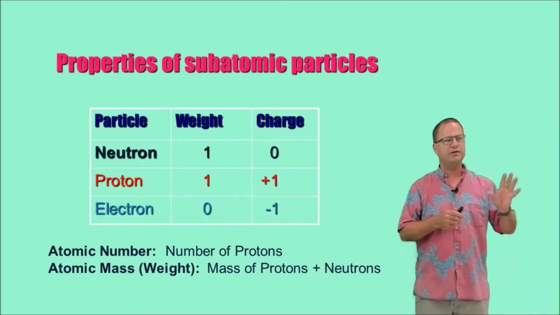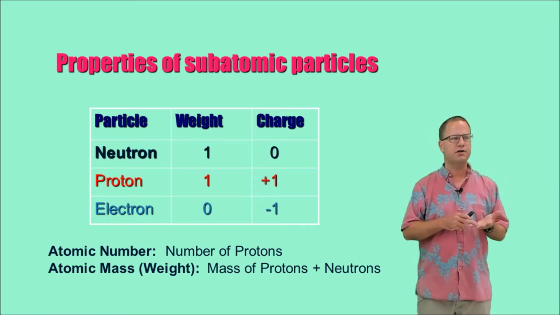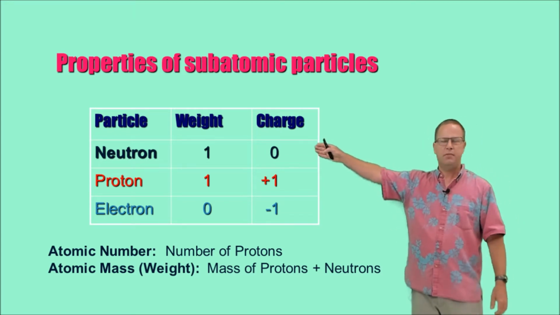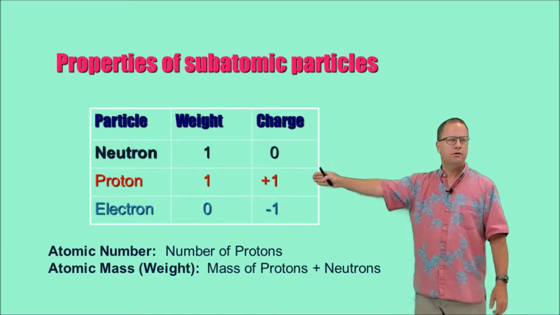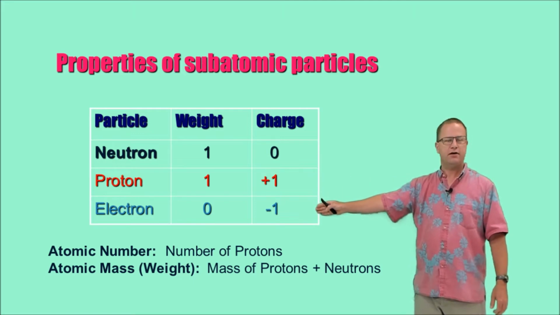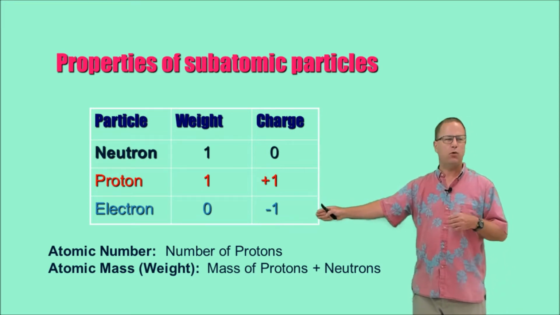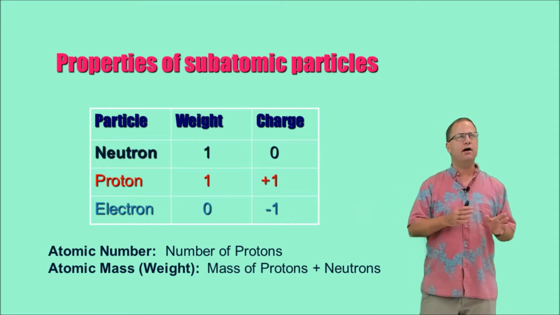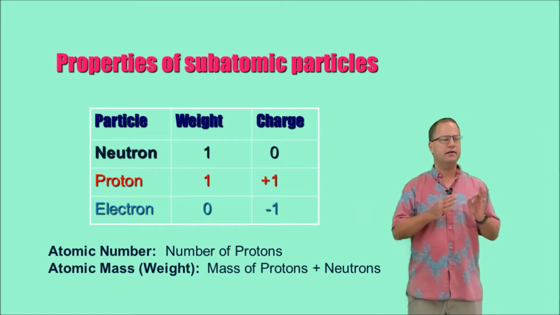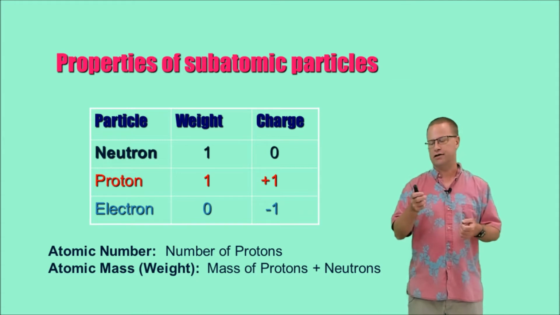So these are the important things you need to know about these three subatomic particles. One, neutrons have no charge, but they do have an atomic weight of 1. Two, protons have a +1 charge and also have a weight or mass of 1. And three, electrons have a -1 charge, and essentially they don't weigh anything, so we're going to give them a weight of 0. So the atomic number of an element tells us the number of protons that element has. The atomic mass, on the other hand, tells us the mass of the element, that is the protons plus the neutrons. Remember, electrons technically don't have mass.